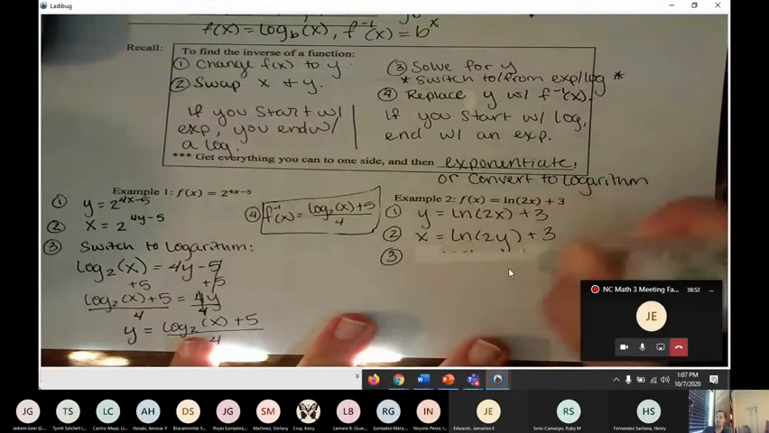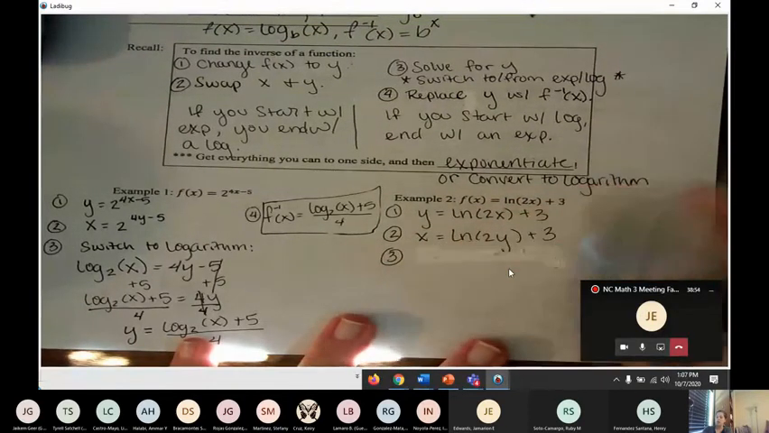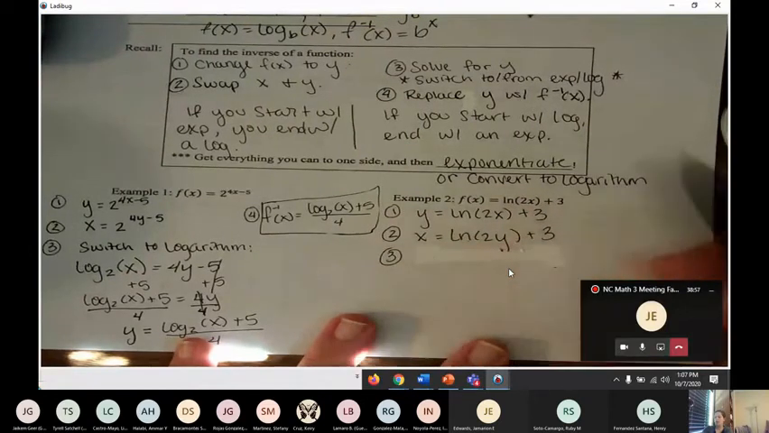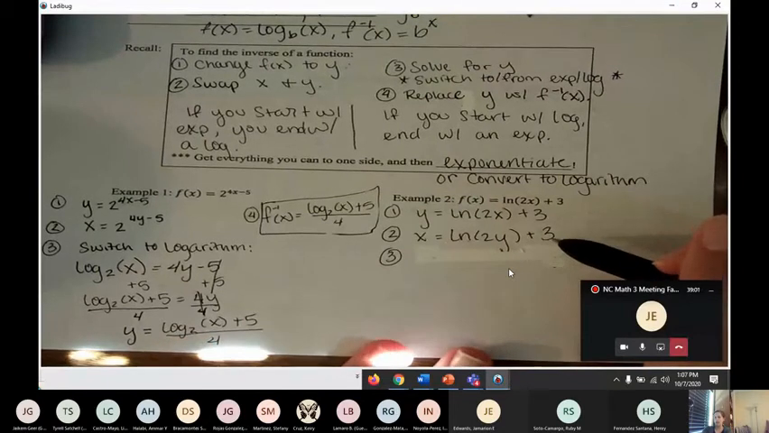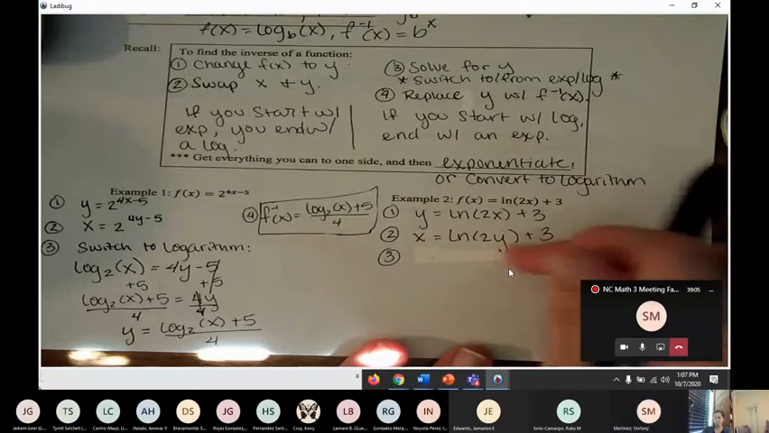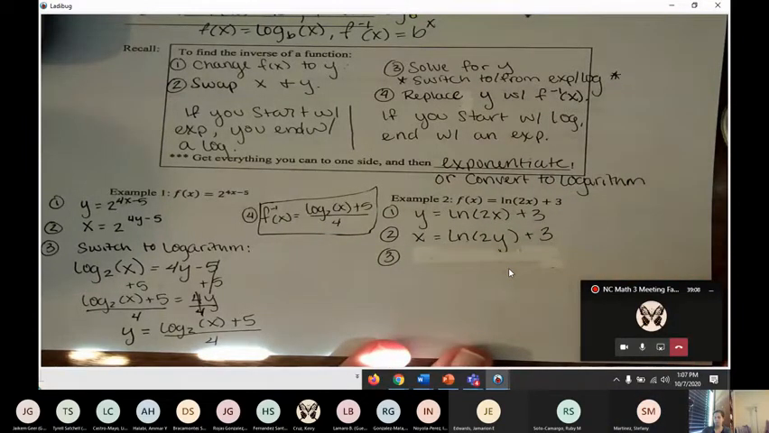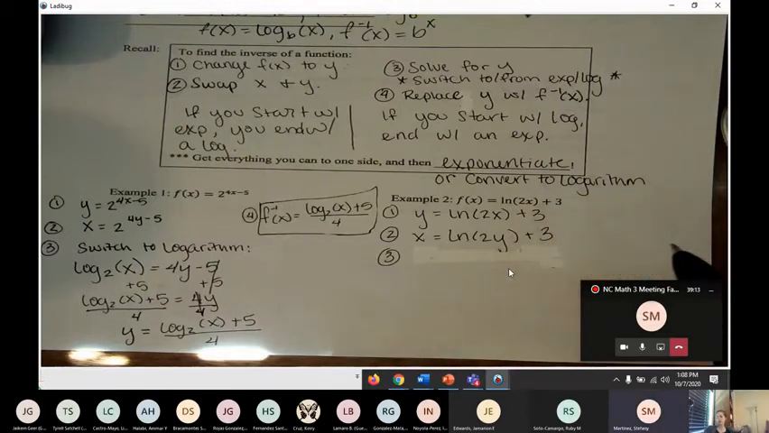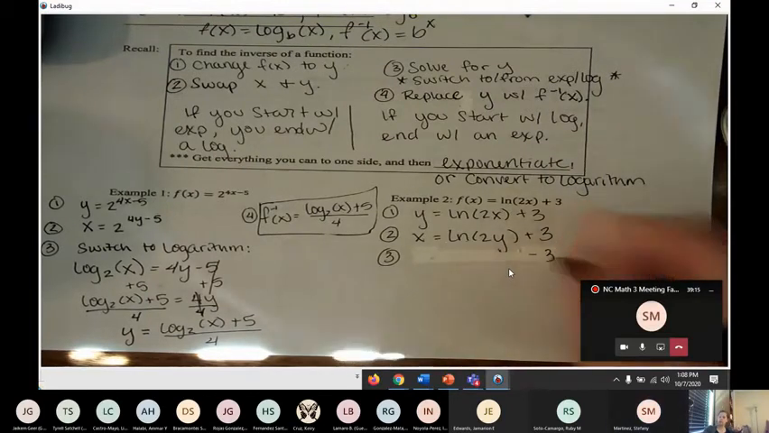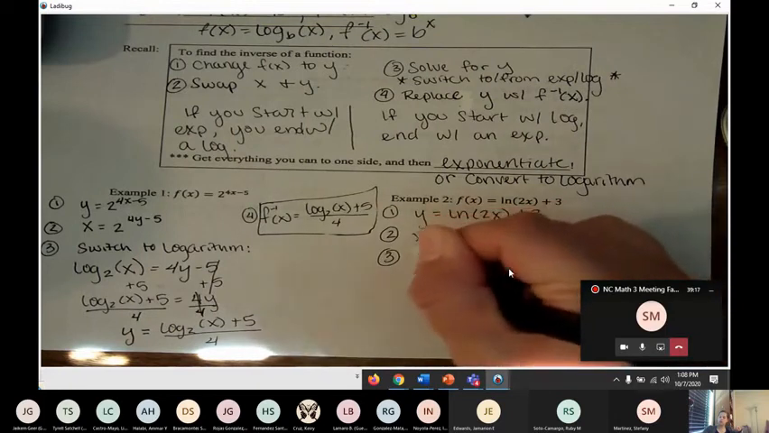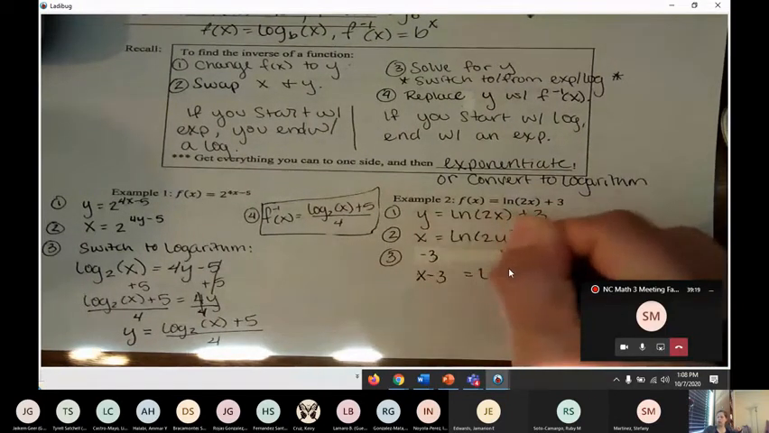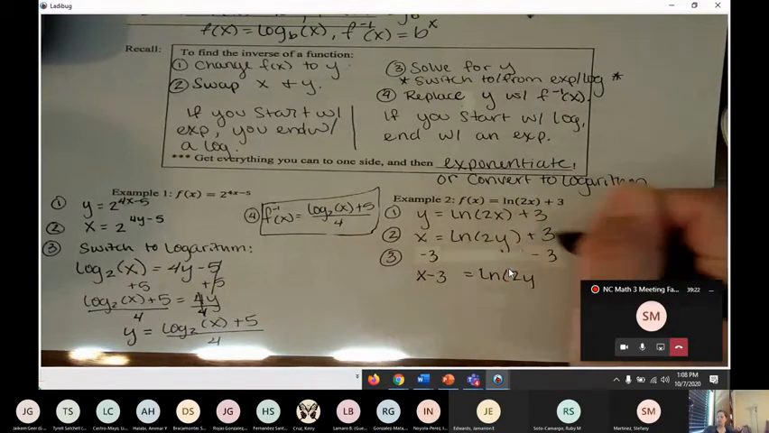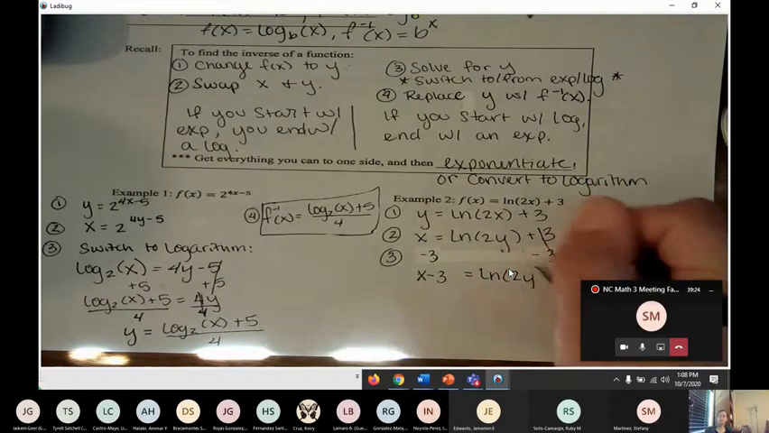It is something we have to do before we switch to an exponent. I need to get rid of this thing. How do I move that to the other side? So if it's plus 3, I want to do the opposite. So what's the opposite of that? You subtract 3. Yeah, so minus 3 on both sides. I'm going to have x minus 3 equals the natural log of 2y. I'm going to split this step up, so I'll let you go with that one, Stephanie. Thank you.